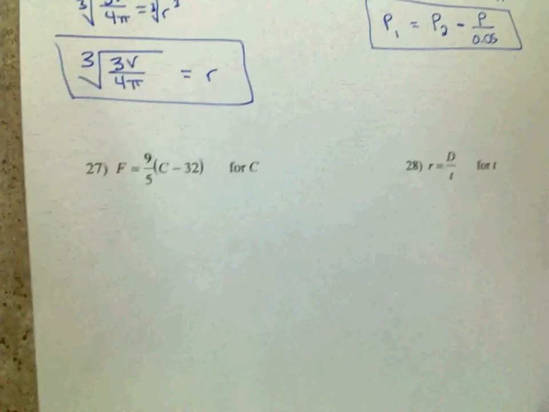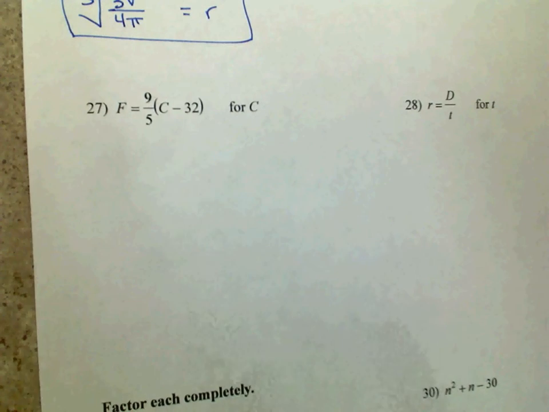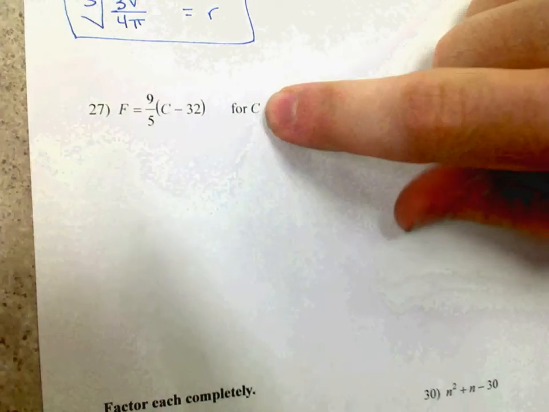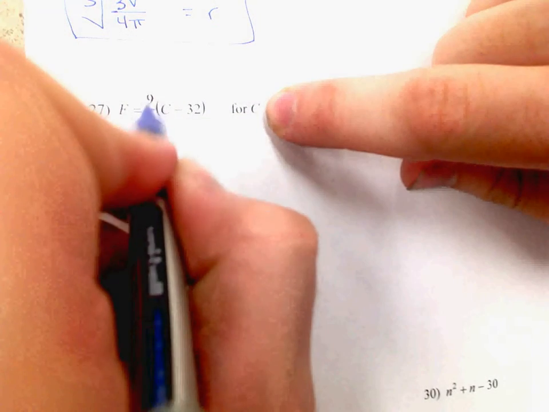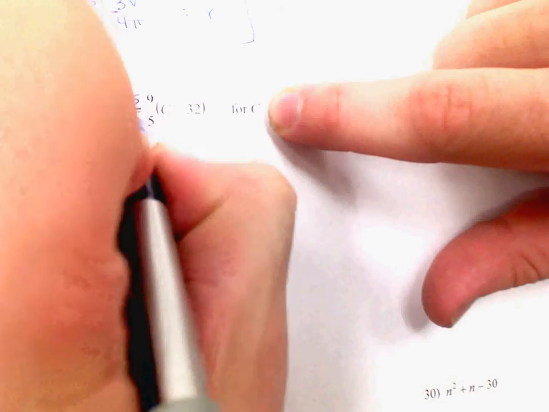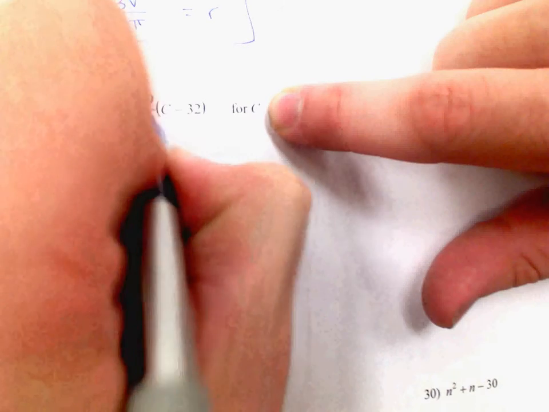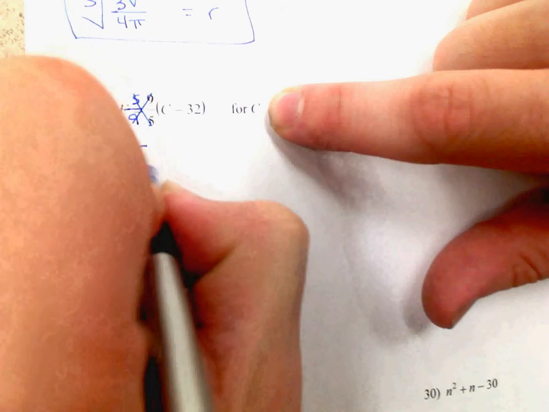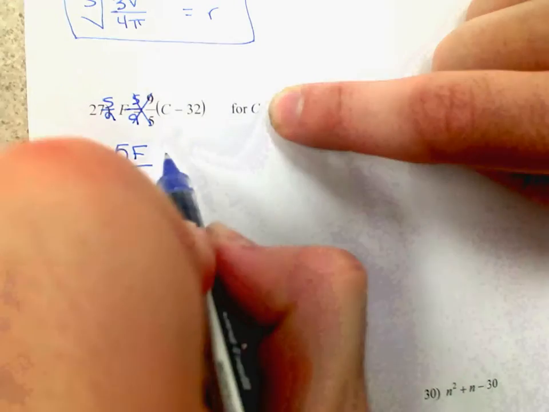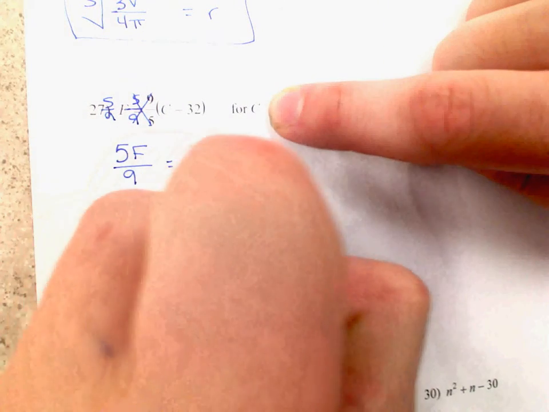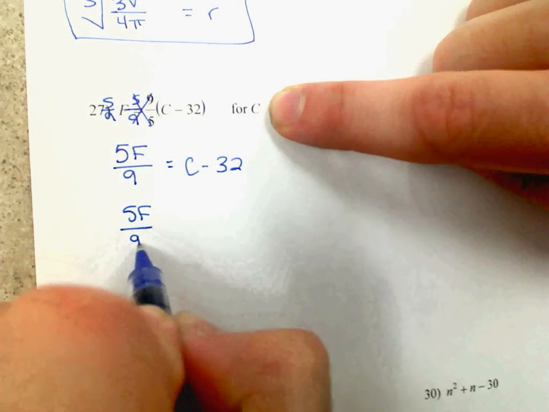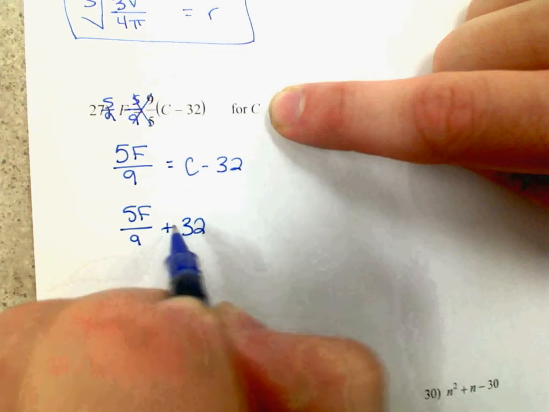Okay, 27. F equals 9/5 c minus 32. C is what we're solving for, and again, I've got this fraction here that needs to go ahead and move before I can handle this stuff in the parentheses. So I'm going to multiply by the reciprocal. That's the easiest way to do it. Those will cancel. So 5f over 9, or 5/9 f, either way, equals c minus 32. And then I need to add 32 to the other side to get c by itself.